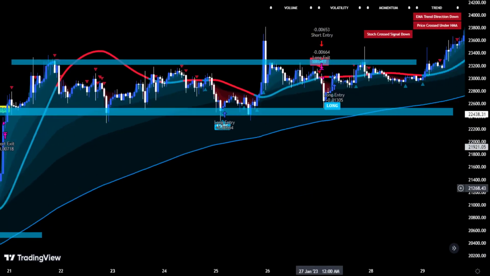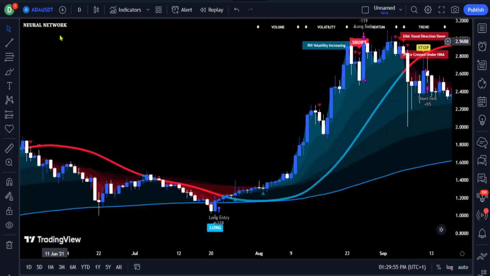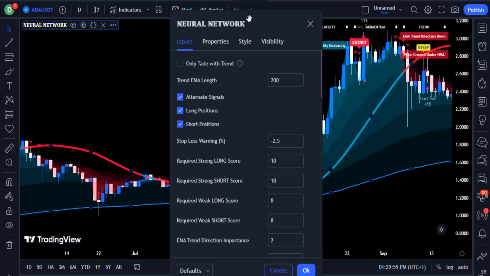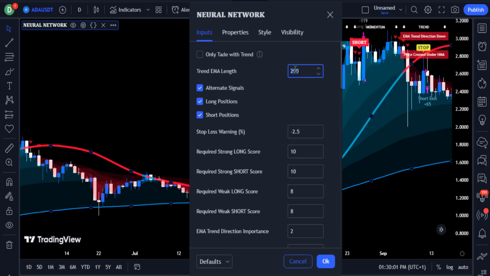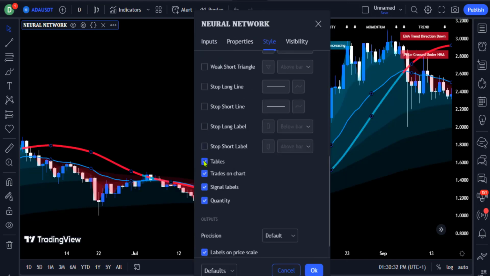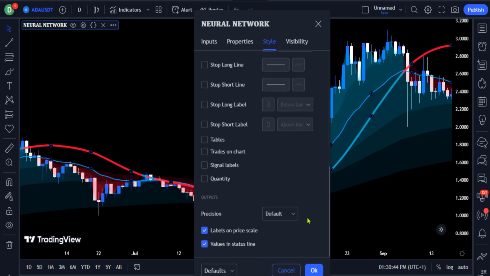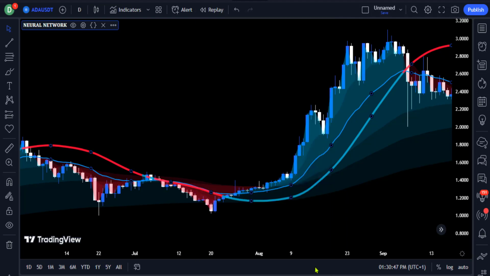Now, let's set up the indicator and make it ready for the strategy. So go to the settings of the indicator, and on this input tab you will change this trend EMA length to 21 and uncheck this long and short option. Then go to the style section and uncheck all of the following options and make sure to only leave the EMA 200 and this HMA line, and then click OK.